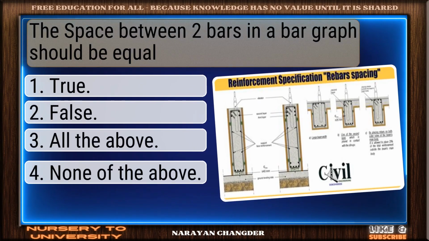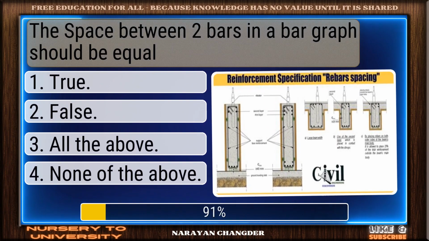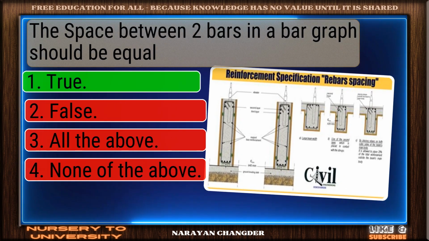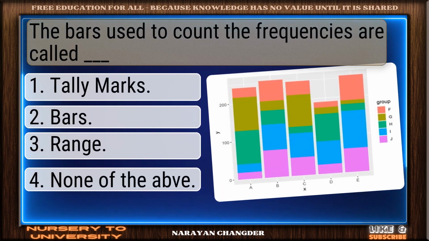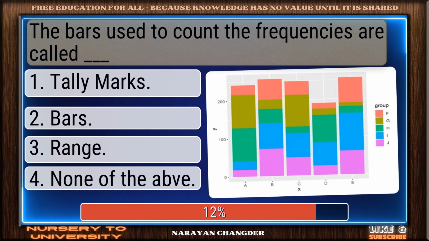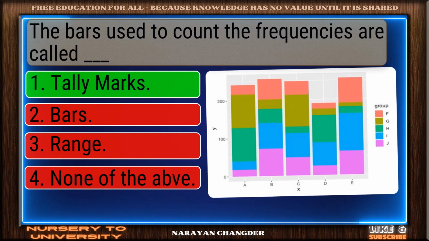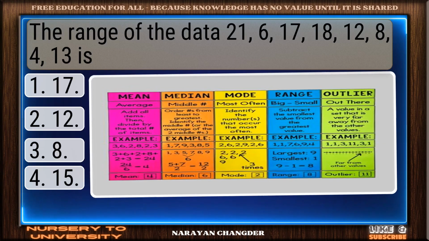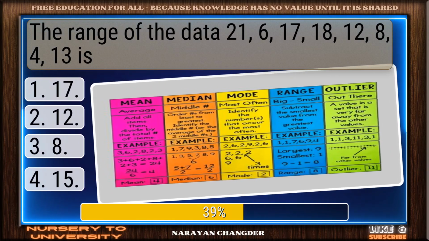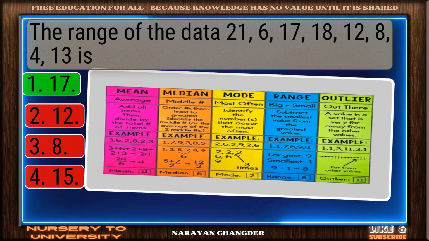The space between two bars in a bar graph should be equal. Good job. Your answer true works well here. The bars used to count the frequencies are called dash. Well done. Tally marks is the right choice. The range of the data 21, 6, 17, 18, 12, 8, 4, 13 is. Strong choice. 17 is the right answer.